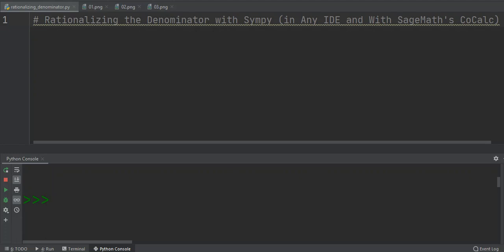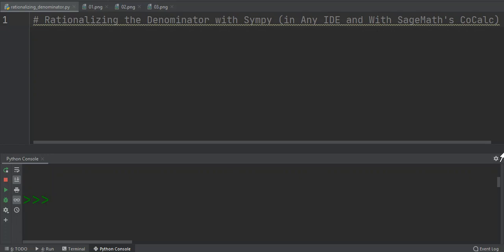In this video, we are going to be discussing rationalizing the denominator using Python's SymPy library. First, we'll go through what rationalizing the denominator means and how you would do it if you were to do it by hand. Then, we'll show you how to do this same thing very quickly and easily with Python in any given IDE that you might want to use.